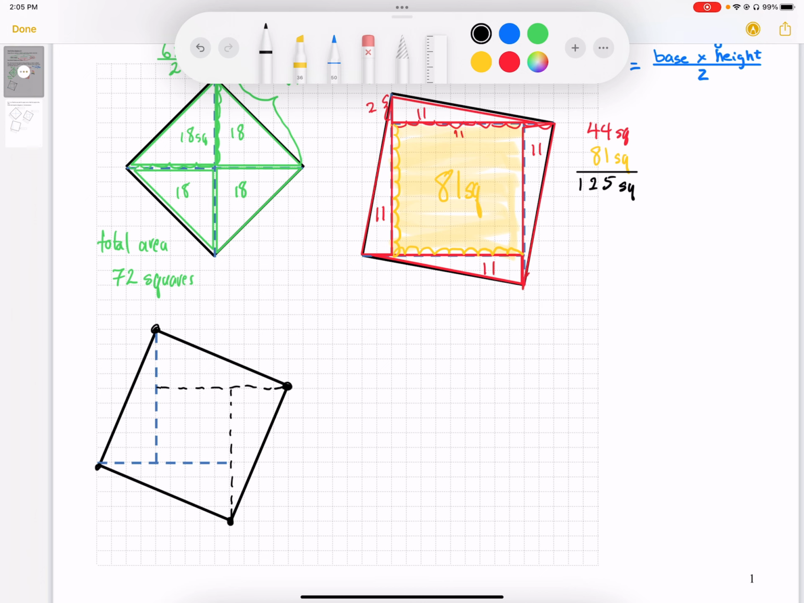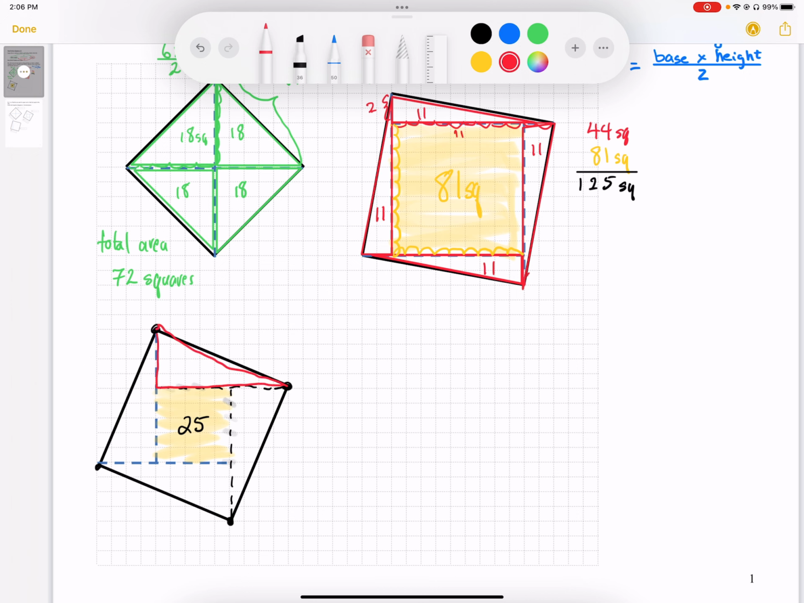So let's start with the easy area. That area in here is going to be the easier area, and it's going to be a square. So I'm going to count it. 1, 2, 3, 4, 5. It's a 5 by 5 square. I'm going to double check. 1, 2, 3, 4, 5. Okay, so 5 by 5 squared is going to give me 25 squares in the middle. I want to figure out the outside triangle areas.